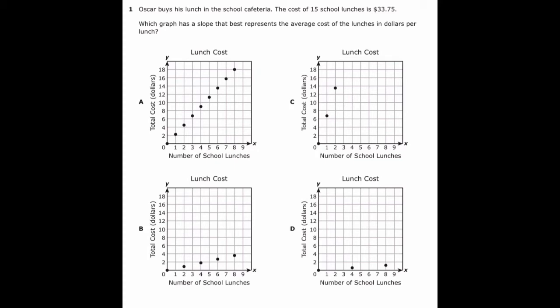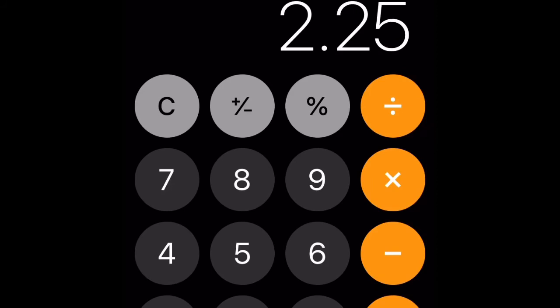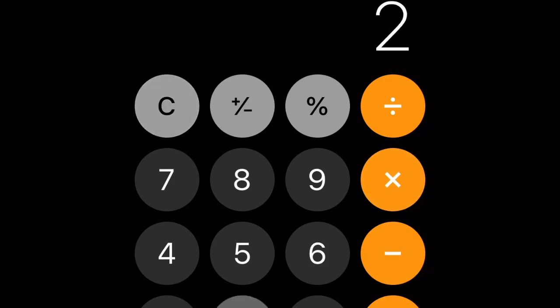Now, if you want to be certain, you can pull out your trusty calculator and solve. 33.75 divided by 15 is $2.25. So that means if I have $2.25 and I had 2 lunches, it would be $4.50, right? So let's say I had 3 lunches, it would be $6.75. And let's stop at 4 lunches. It should be $9.